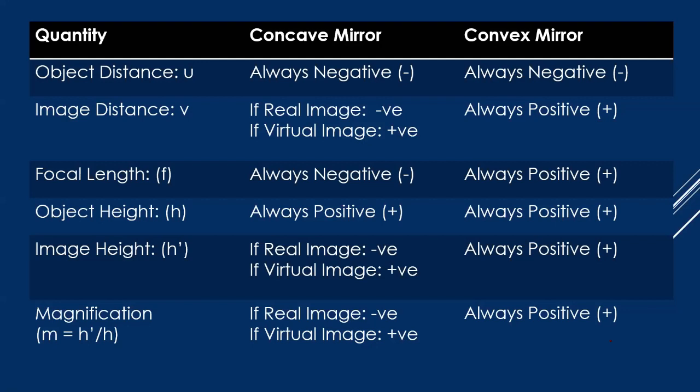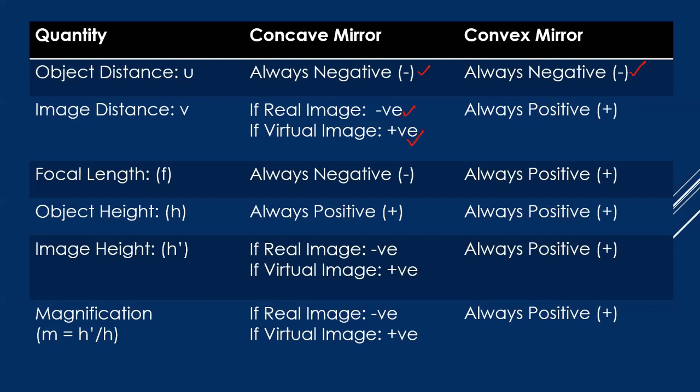So object distance u, we know whether it's any type of mirror, object distance is always going to be negative. In both concave and convex, it's going to be negative. Why? Because by default, object is always kept towards the left. Image distance, we know in case of a concave mirror, 2 types of images are formed. For the first 5 scenarios, images will be real. So object distance, image distance will also be real. If it's a virtual image, it is behind the mirror. So image distance is going to be positive.